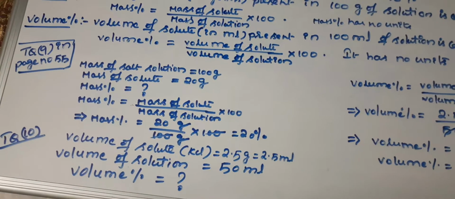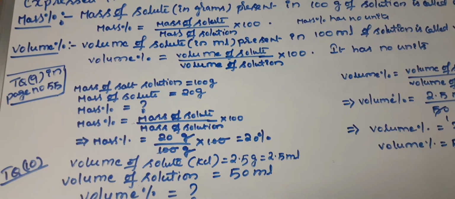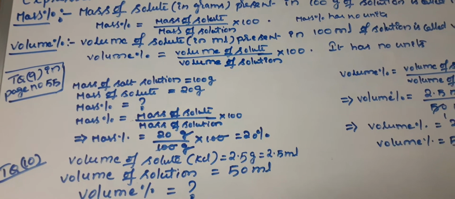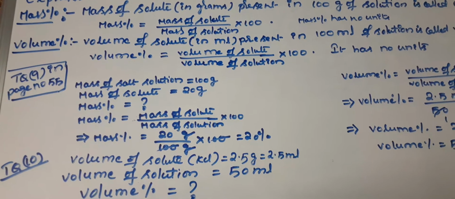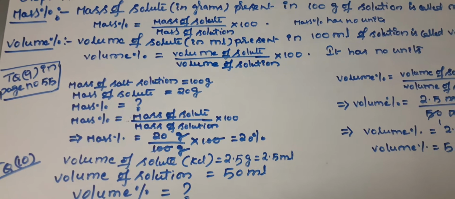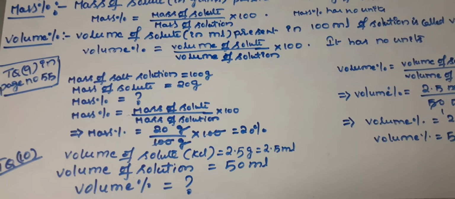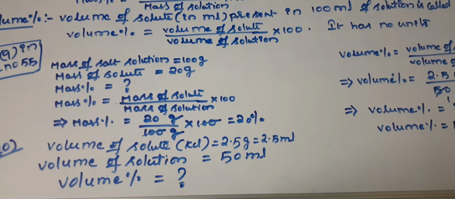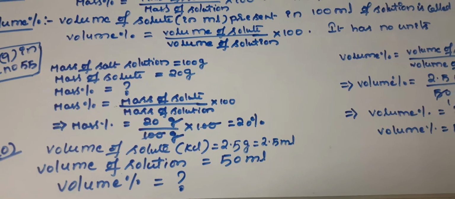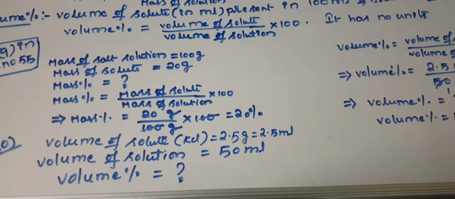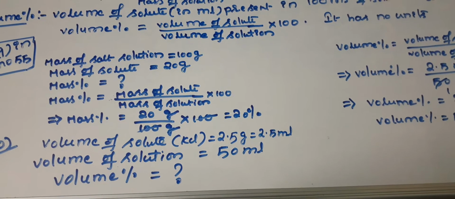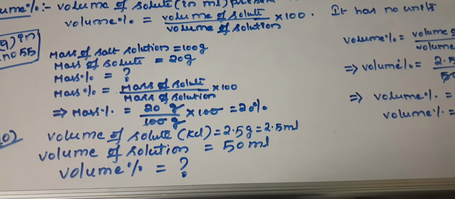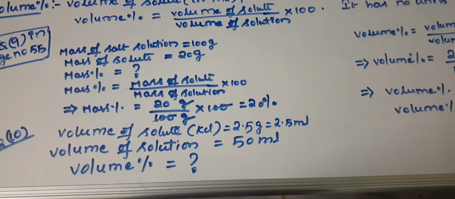Now two textual problems on mass percentage and volume percentage. Textual problem number 9 on page number 55, students. A salt solution has a mass of 100 grams and the solute is 20 grams, then find the mass percentage. Mass of solution is 100 grams and mass of solute is 20 grams. Mass percentage is equal to mass of solute by mass of solution into 100, that is 20 grams by 100 grams into 100. The grams cancel, the 100 cancels, and the mass percentage will be 20%.